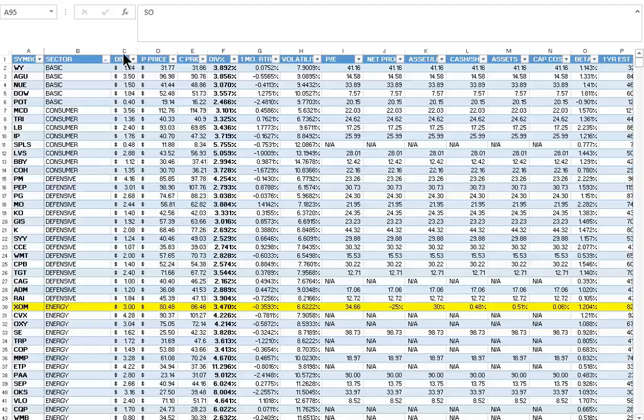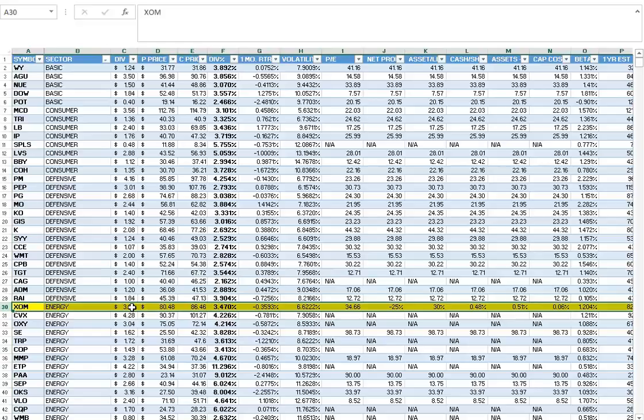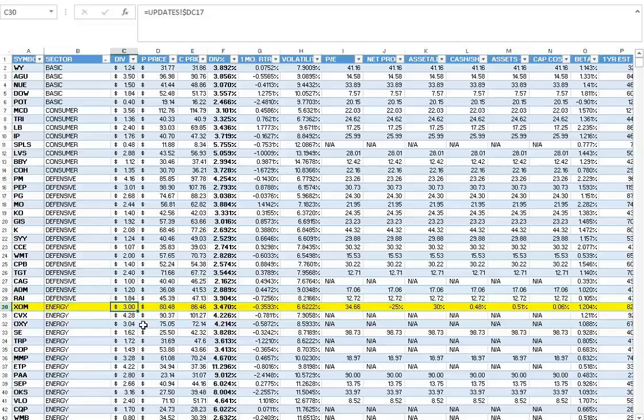All right. The next column we have here is the amount of dividend that these companies pay. So, in our sample company here, ExxonMobil, Exxon pays a $3 dividend per year. So that's $3 per share. So if you own 10 shares of ExxonMobil, then you will receive $30 a year for those shares.